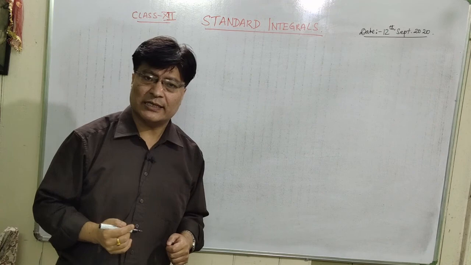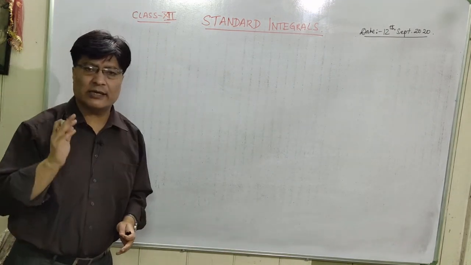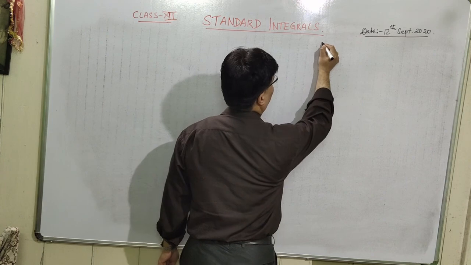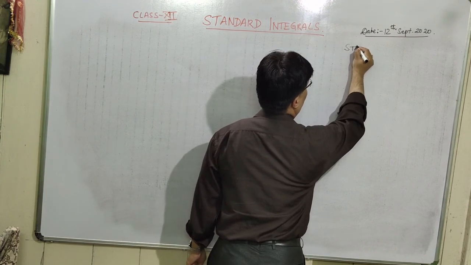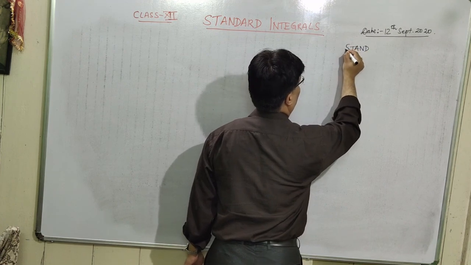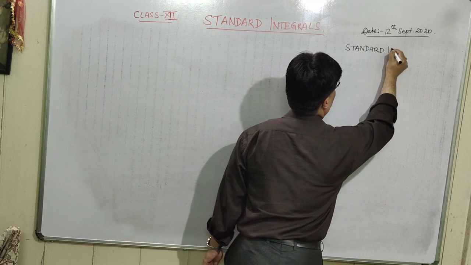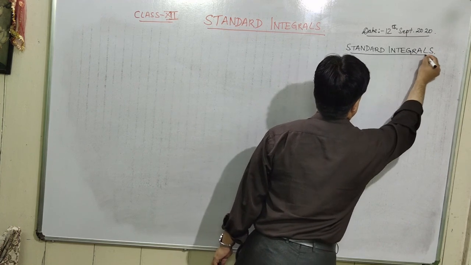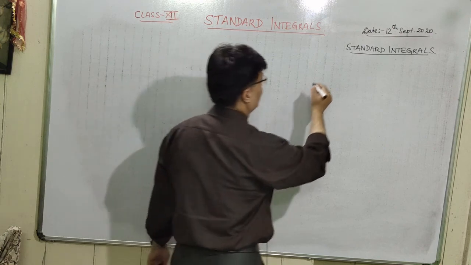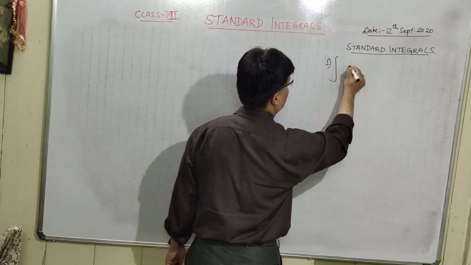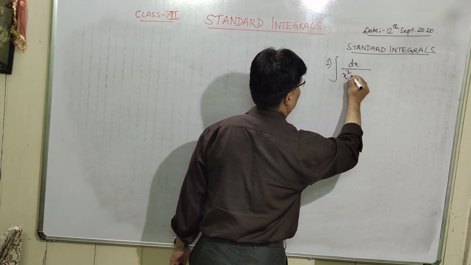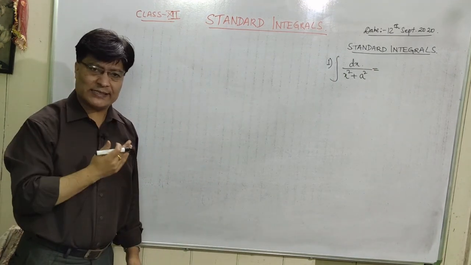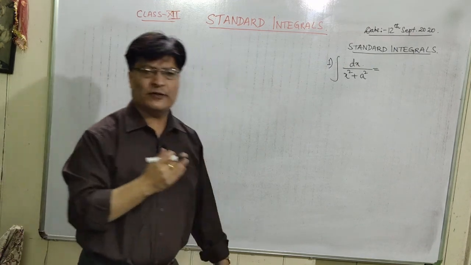So there are 6 standard integrals in this chapter that you should know. So let us write down the 6 standard integrals now. Number 1 is the integration of dx divided by x square plus a square, with respect to x, where x is the variable and a is a constant. So this is the first standard integral.